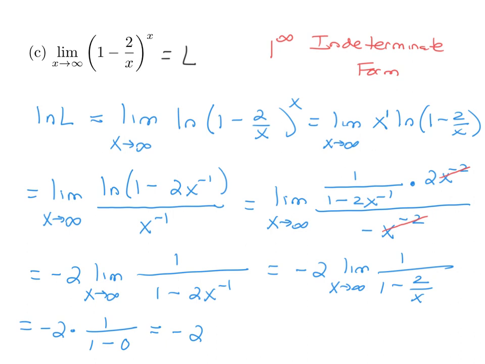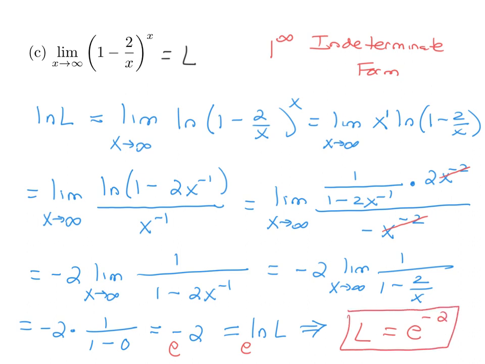This -2, it's not equal to the limit. It's equal to the natural log of the limit. So I'll just put that here like this. Because -2 is equal to the natural log of L, you can exponentiate both sides. This side is just L, and this side is e to the -2. This gives us our answer. The limit is equal to e to the -2. This last step is really important, but this is the final answer.